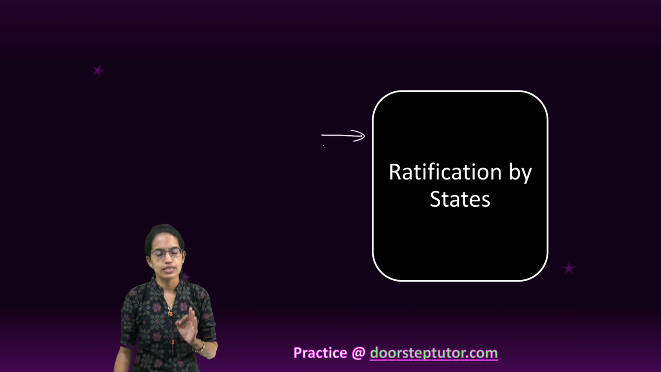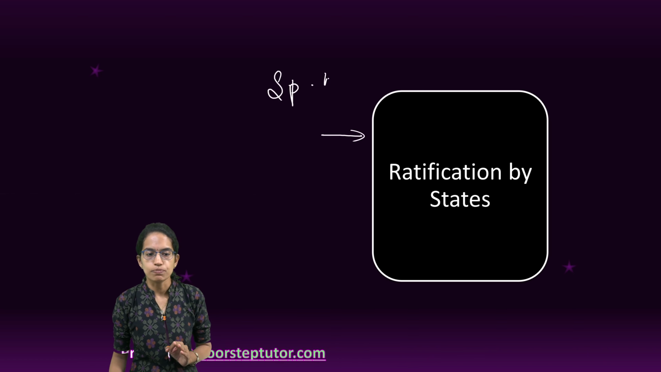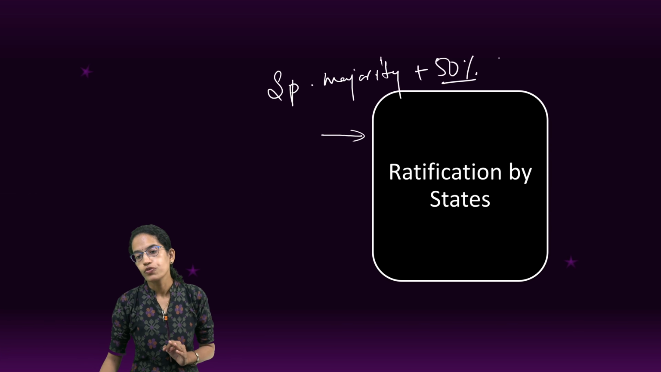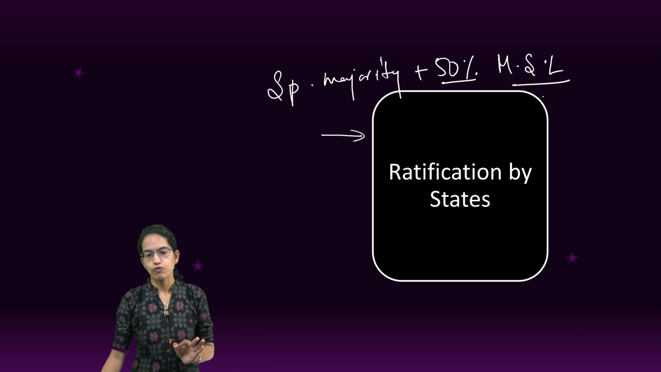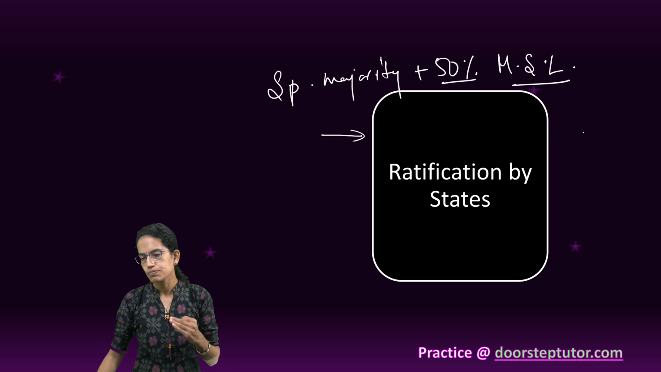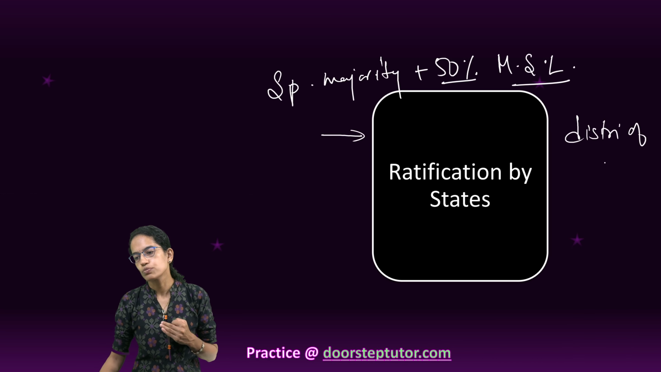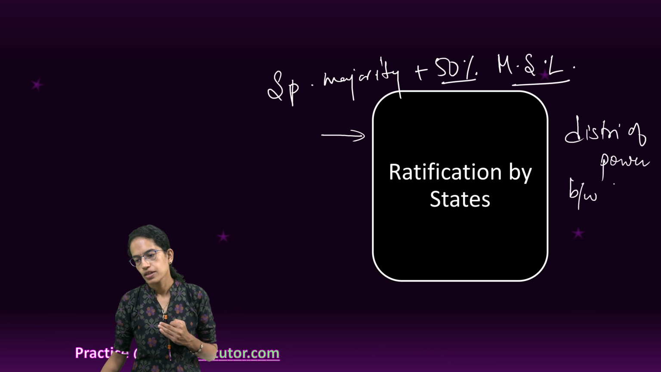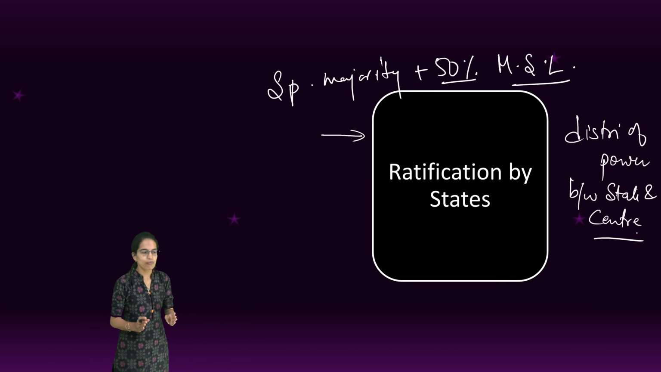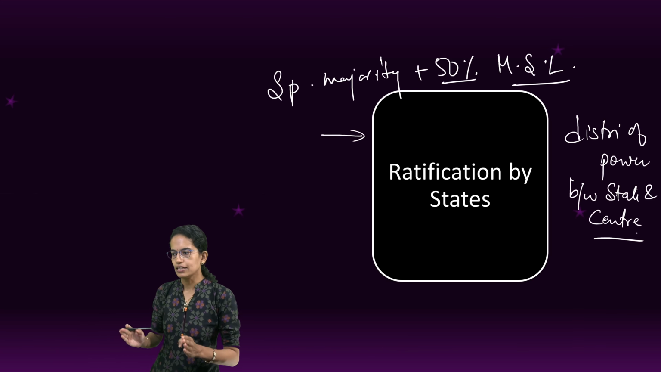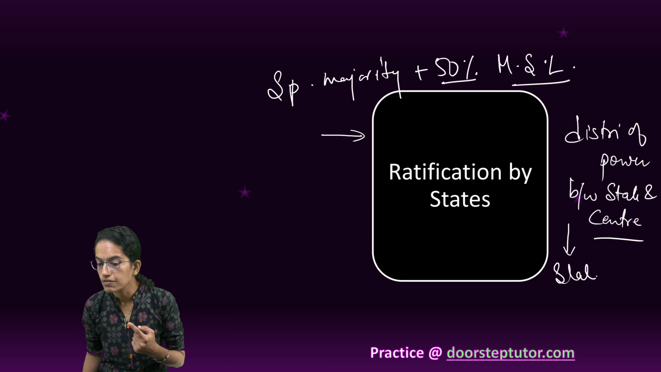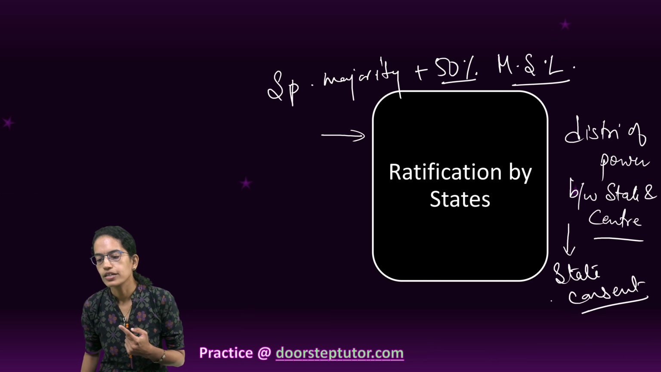The next is ratification by the states. Under ratification by the states, as I discussed, this is a case of a special majority with 50% of the members of state legislature voting for it. Now 50% of the members of state legislature voting for it indicates that these are matters that talk about distribution of power between state and center. So states must be consulted and states must give their consent in order to have this done.